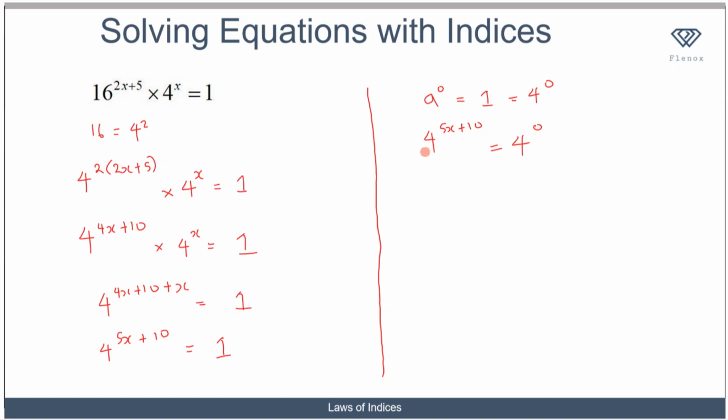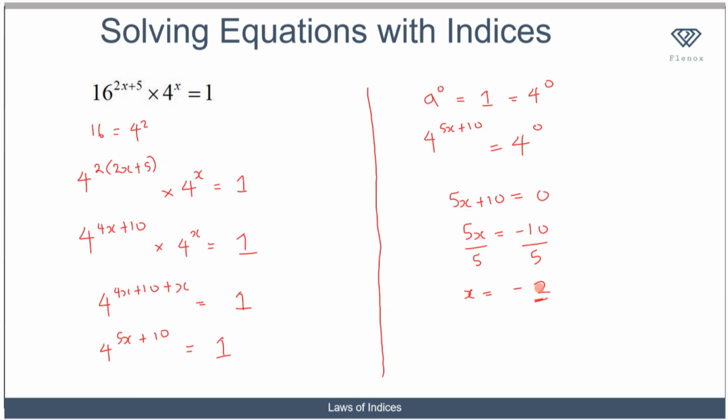So now that the bases are equal, I can equate the exponents. So I have 5x plus 10 is equal to 0. I have 5x is equal to minus 10. And when you divide both sides by 5, you have x is equal to minus 2.